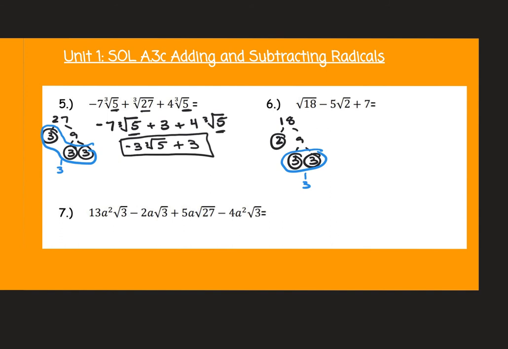And I'm going to rewrite my expression. So I have 3 times the square root of 2 minus 5 times the square root of 2 plus 7. Again, I can see my radicands are both 2, so I can go ahead and combine like terms. So I have 3 minus 5, which is going to give me a negative 2 times the square root of 2 plus 7.